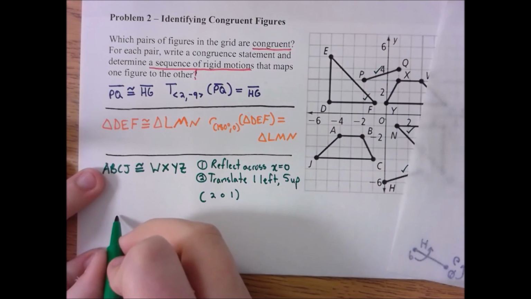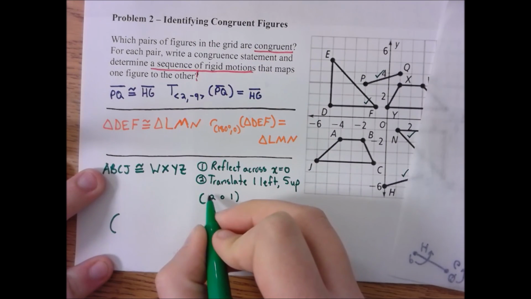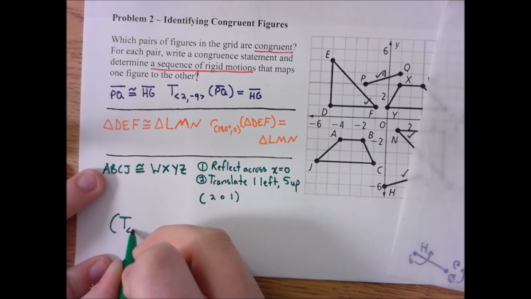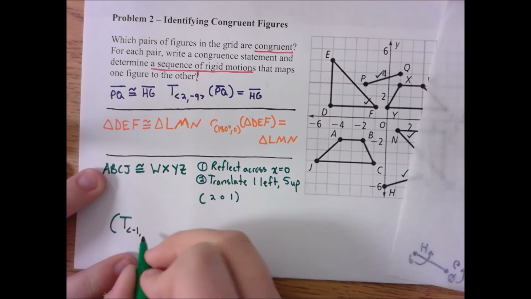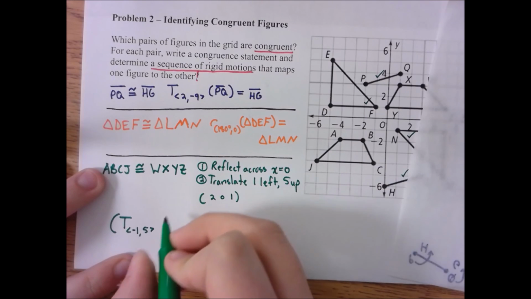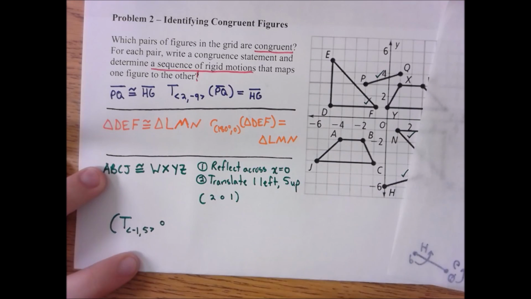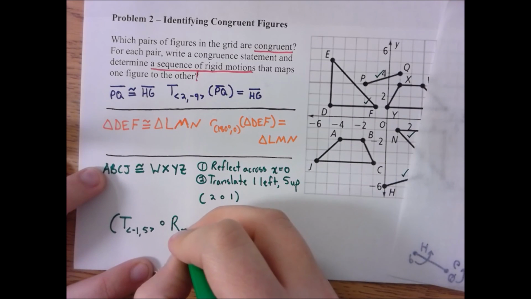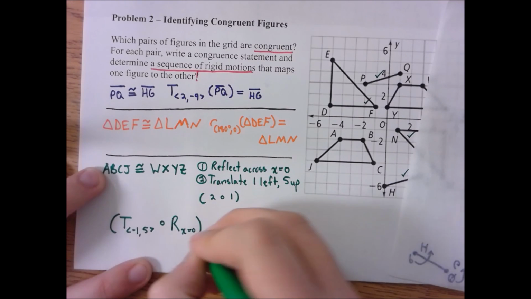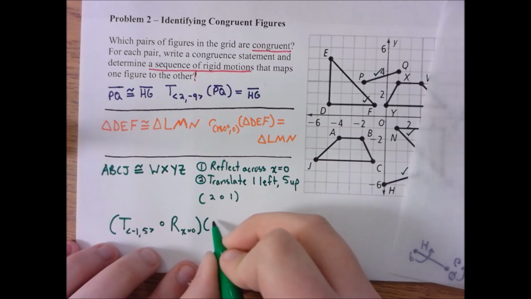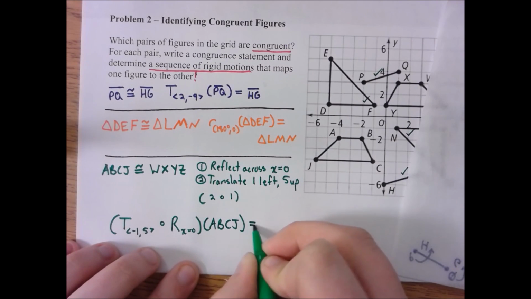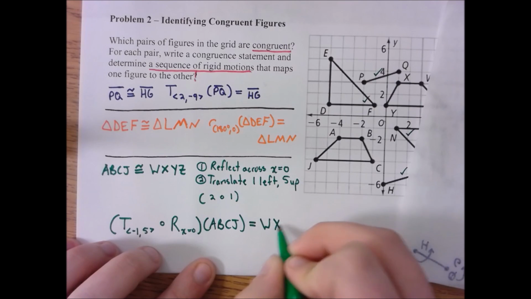So we can write, again, we're going to do this one first, the translation. So translation of 1 left, so -1, and 5 up, after a reflection across the y-axis, or x equals 0, of the figure ABCJ, gives us the figure WXYZ.